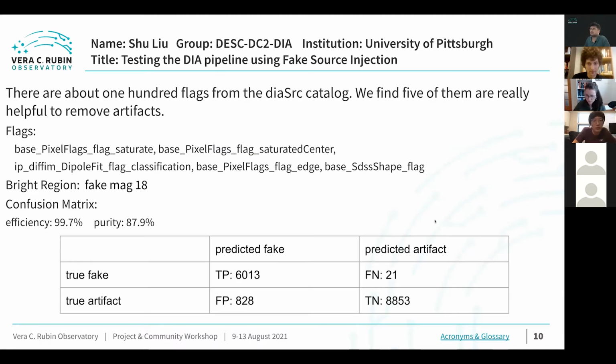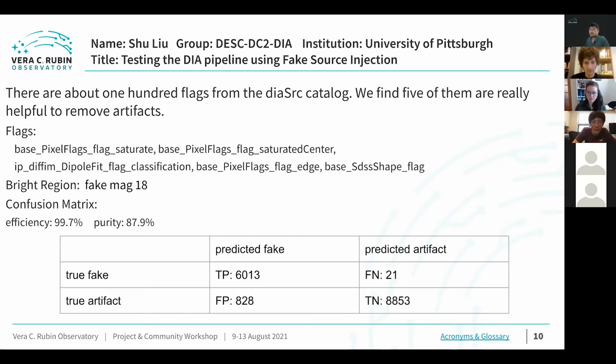Okay, so there are about 100 flags from the detection catalog, and we find 5 of them are really helpful to remove artifacts. They are the saturated flag, saturated center flag, dipole fade flag, ash flag, and SDSS shape flag. Since most subtraction artifacts appear in the bright region, we apply the flags to the DRA source catalog at 18 fake magnitude. And then we calculate the confusion matrix efficiency and purity.